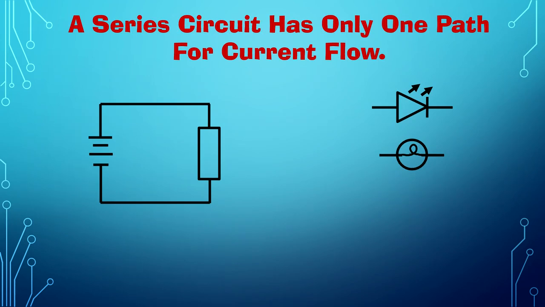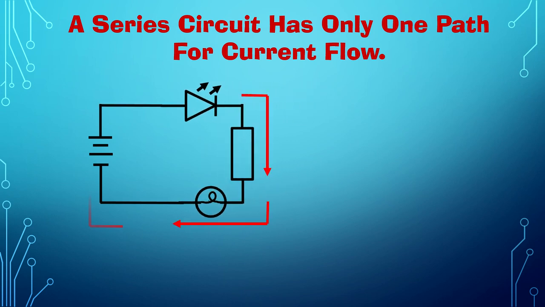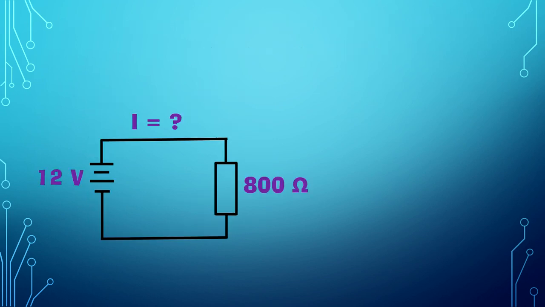All right, now a series circuit only has one path for current to flow. There's no place for the current to go in different directions. It just has one path, and it doesn't matter how many components we put in that path. A series circuit only has one path for current to flow. All right, now we're going to start doing some math. We're going to start calculating some values.